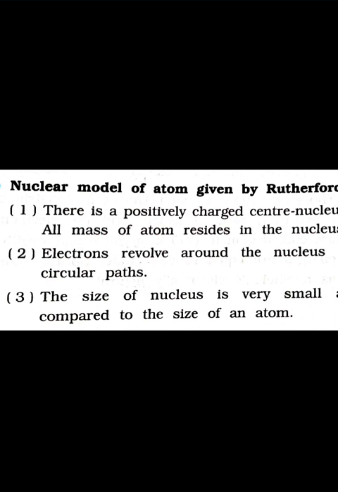The electrons revolve around the nucleus in well-defined orbits. And the size of the nucleus is very small as compared to the size of the atom. This is the nuclear model suggested by Ernest Rutherford. But the model suggested by Rutherford was also discarded due to certain drawbacks.